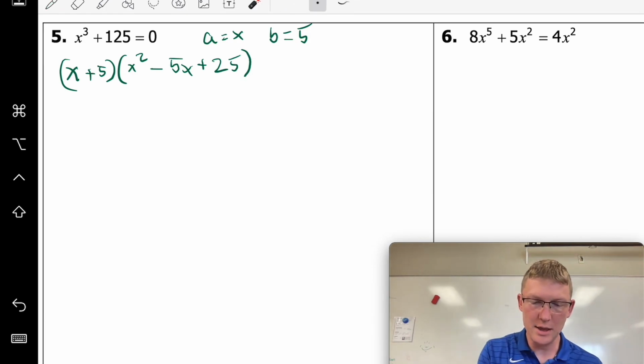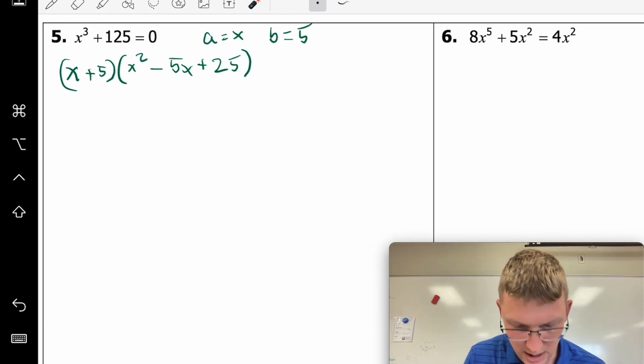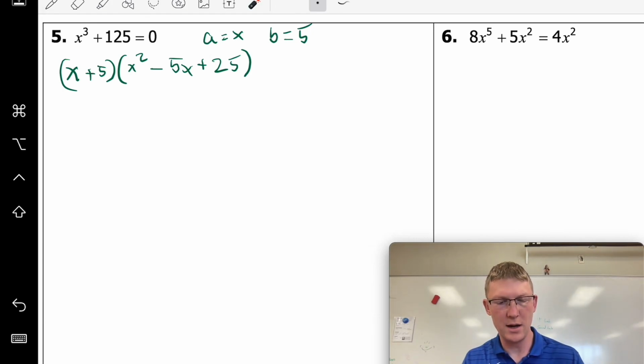So as we're looking at this, it probably is factorable. So we should probably try to look into that. Let's see here. 25, two things added up.